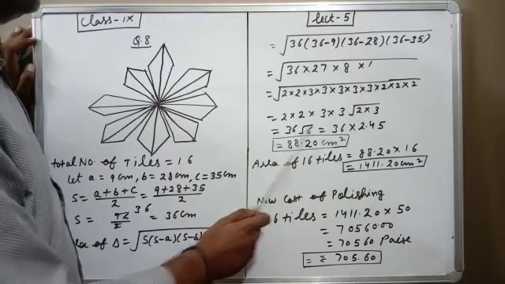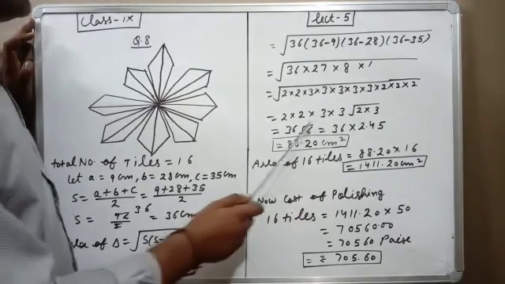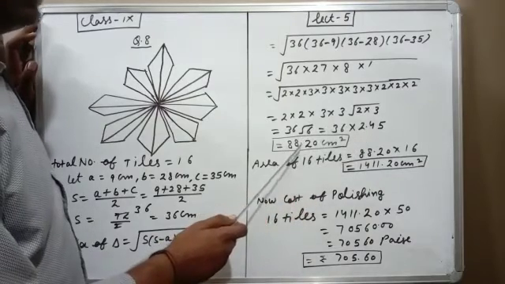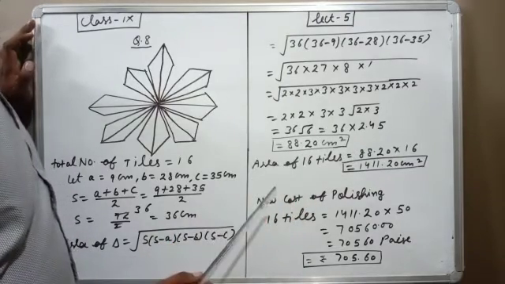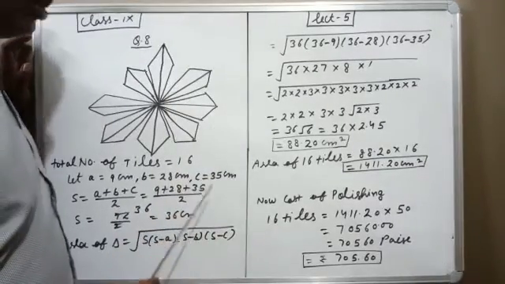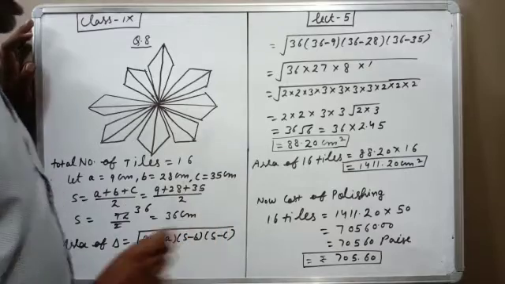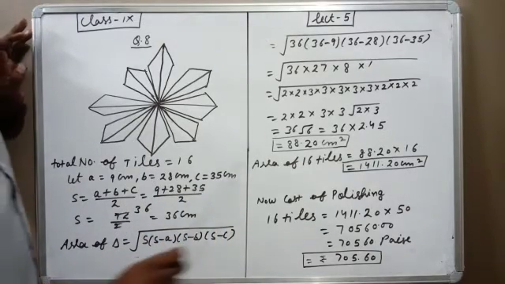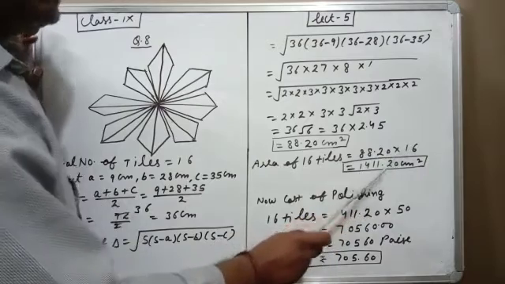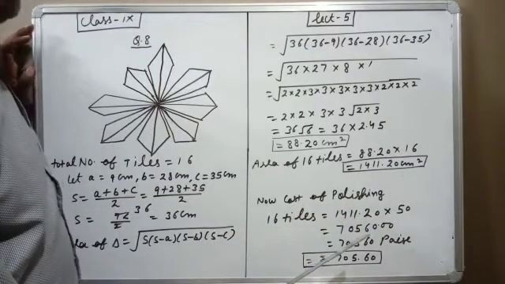Now this value we can find by using the long division method. So root 6 is 2.45. After multiplying these two values, I will get 88.20 centimeters square. So we completed the first step. The first step is how to find out the area of one tile by using Heron's formula. Now total number of tiles is 16. So area of 16 tiles, 88.20 multiplied by 16, we will get 1411.20 centimeters square.